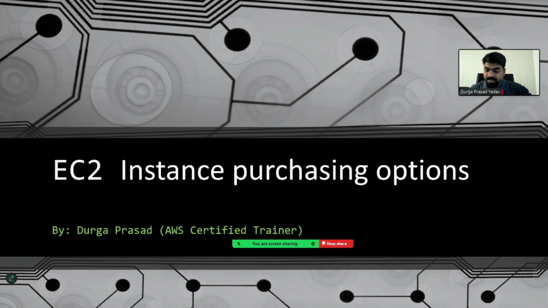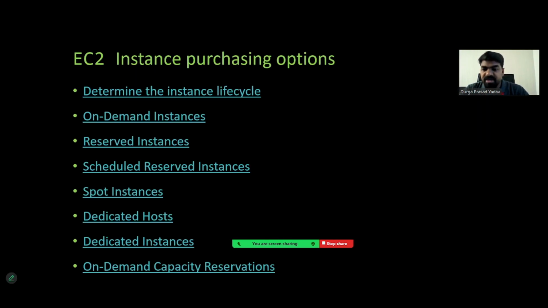These five types we should understand: in which case, for which type of workload, we have to use what type of purchasing option. Overall, by using these purchasing options, we are going to reduce the charges.